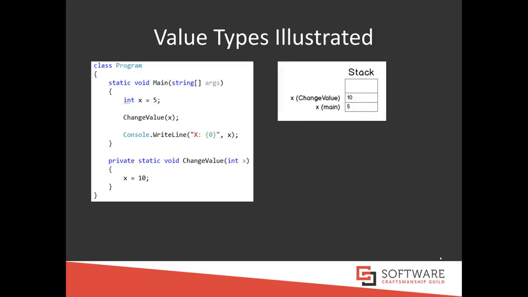Now we have a second variable x inside the change value method. It gets set to 10 in the code. When the method ends, that x goes away, and the original x is the only one that remains. It's the only one in scope in main. So it will print 5. And you can type this into your IDE to check me.